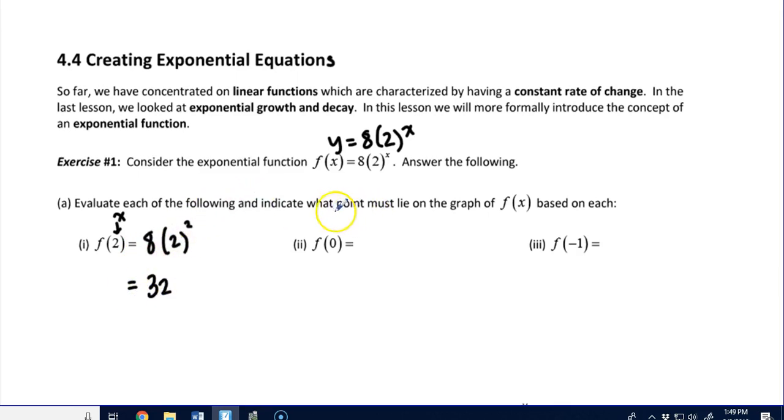And then it says, indicate what point must lie on the graph. Well, this is a y value, right? We said f of x is a y. So it's the y value when x equals 2. So we'll write it this way, (2, 32). And we put parentheses around it because it is a point.